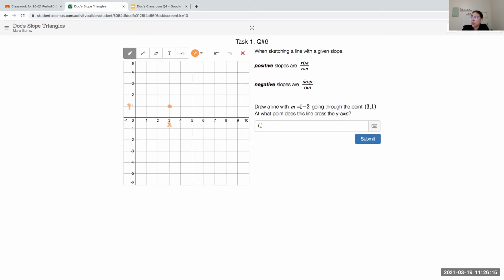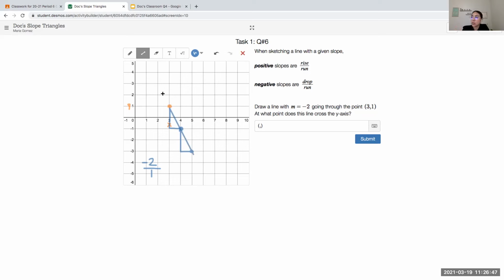Your slope is -2. If it's -2, we need to write that as a fraction by putting the 1 under it. So this is just telling us to drop 2 and 1 to the right. Drop 2 and 1 to the right. So if you keep going along with that, you get a line that we can connect. We can make it as long as we want.